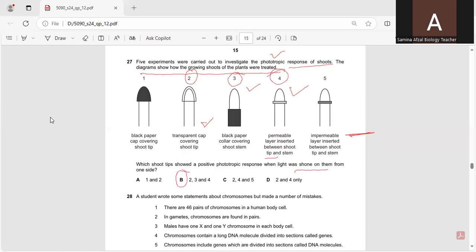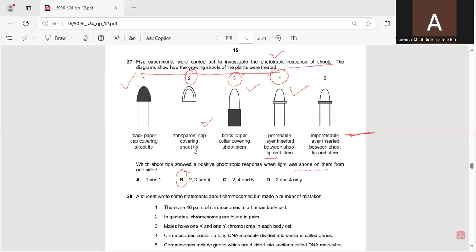So B is the correct option. 1 will not show as it is covered with black paper, and 5 will not show because an impermeable layer is inserted between shoot tip and the stem. So it will not show any response. So in this way, in question number 27, B is the correct option.